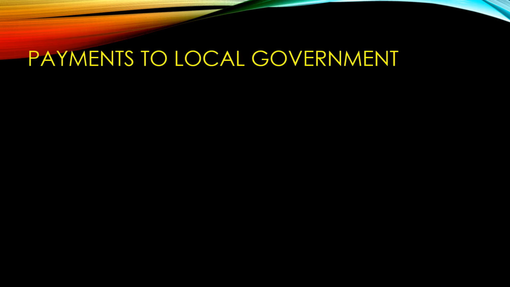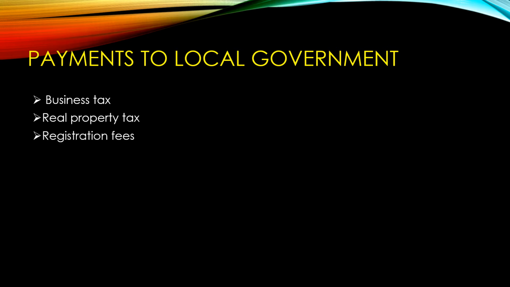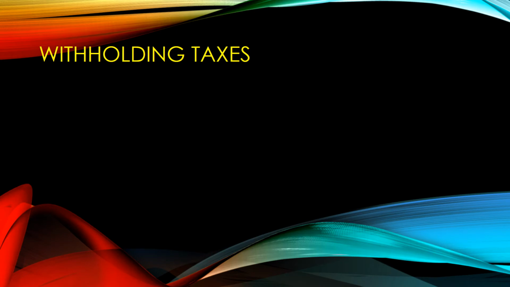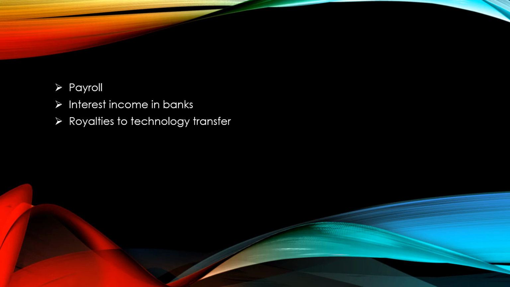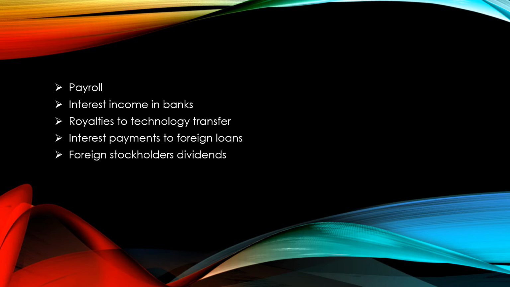And then we have payments to local government. First, business tax, real property tax, registration fees, occupation fees, community tax, and other local fees. Also, we have withholding taxes. So first, on interest income in banks, royalties for technology transfer, interest payments for foreign loans, foreign stockholders' dividends, and remittance to principals.